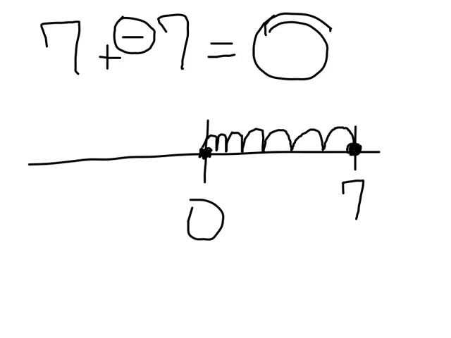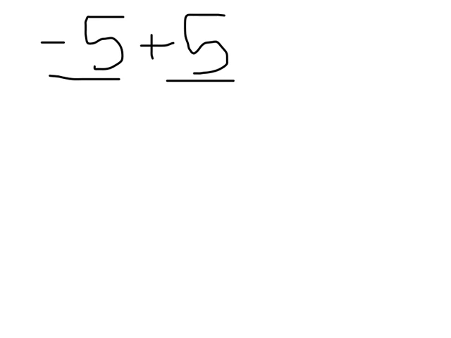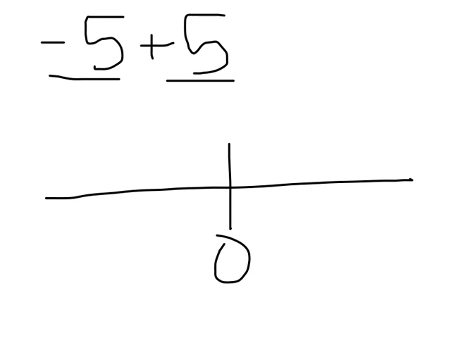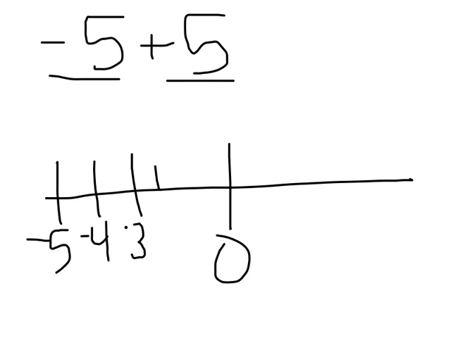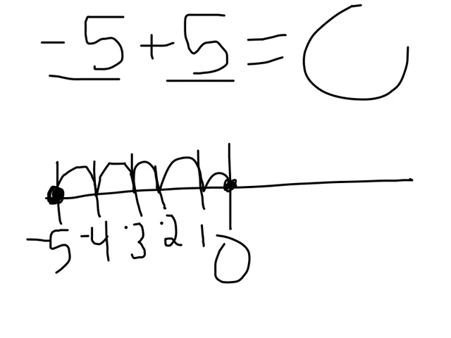So the sum of these opposite numbers is 0. Let's do another one with a number line. Let's say I had negative 5 plus 5. Again, these are opposites. I have a negative and a positive. Draw my number line. I'm starting off at negative 5. And I know because I'm adding a positive, I'm going 5 spaces to the right. So start off at negative 5. Count 5 spaces to the right. 1, 2, 3, 4, 5. So negative 5 plus a positive 5 is 0.